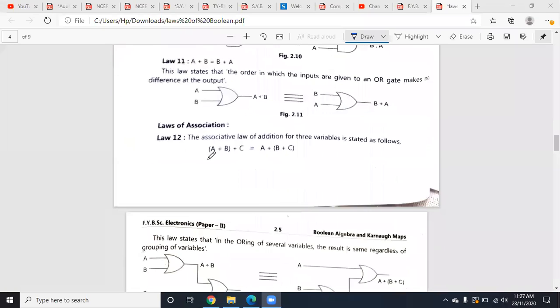Law of association. Again, remember this law, this is important. A plus B in bracket, plus C.